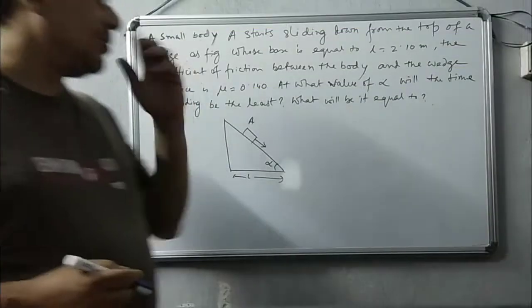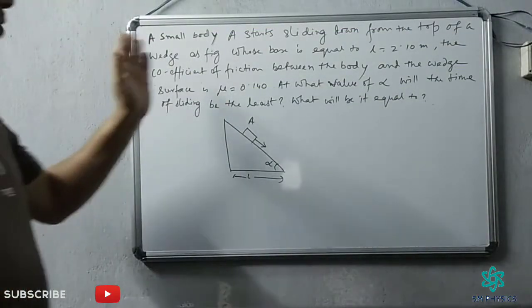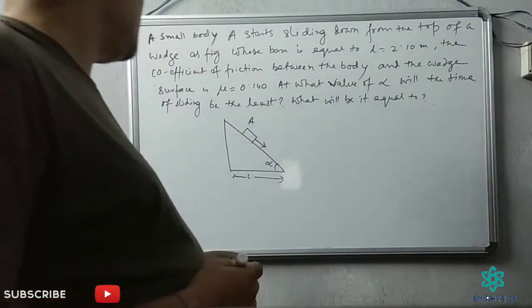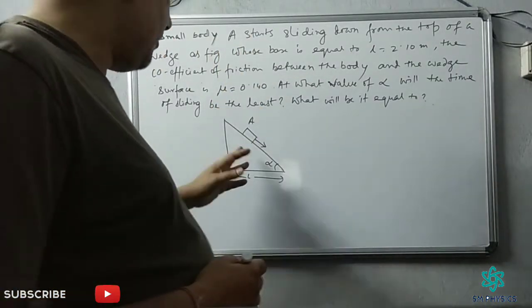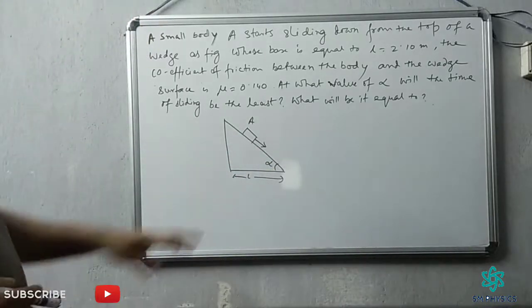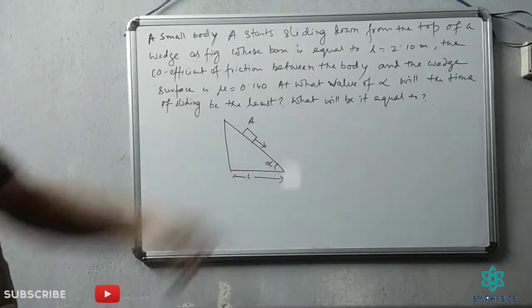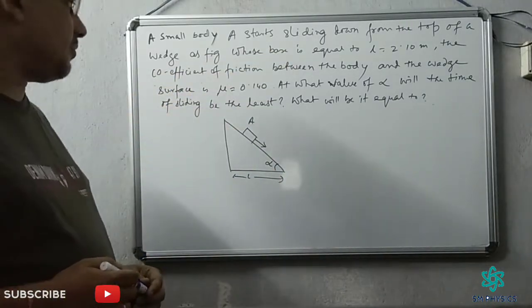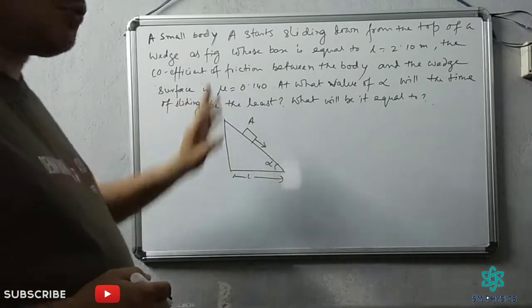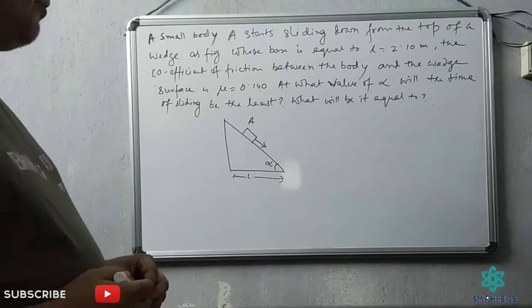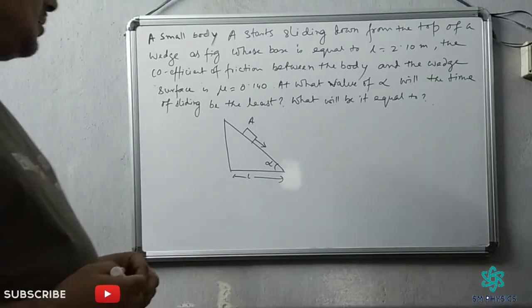Today we discuss this problem. A small body A starts sliding down from the top of a wedge, as the figure shows, whose base is equal to L, given as 2.10 meters. The coefficient of friction between the body and the wedge surface is mu equal to 0.140. At what value of alpha will the time of sliding be the least?